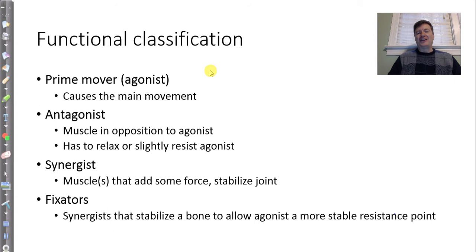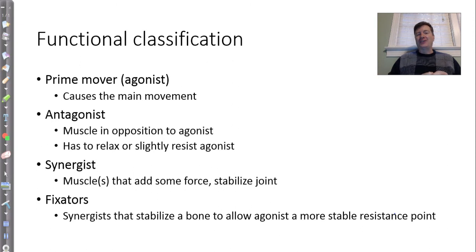The term agonist. Agonist means the prime mover, the prime muscle, the one that's most responsible for that movement. We're talking about flexion of, as your forearm comes to your upper arm. We're talking about the flexion of that movement. The biceps brachii, of course, is the agonist. It's the one that's most responsible for that movement.